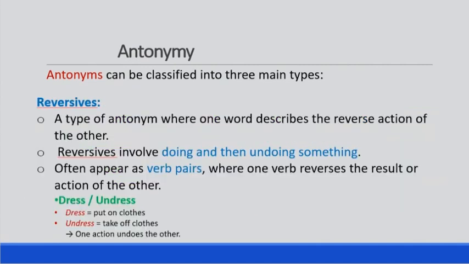Another type of antonym is reversive. What is reversive? You use a prefix to change the meaning of the words. For example, dress, undress; happy, unhappy. That kind of thing is called reversive antonym.